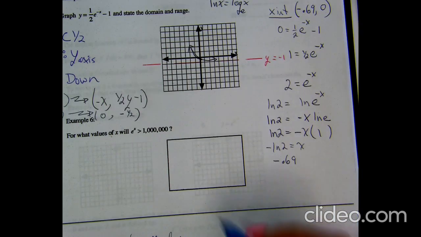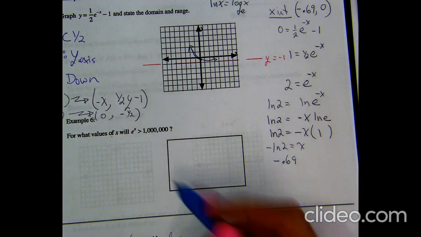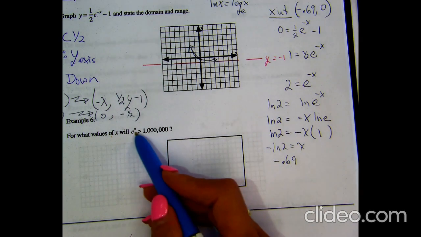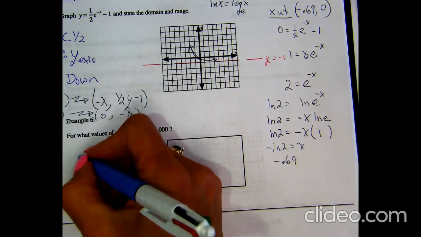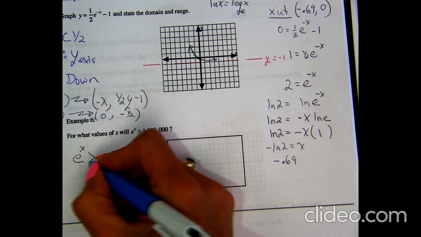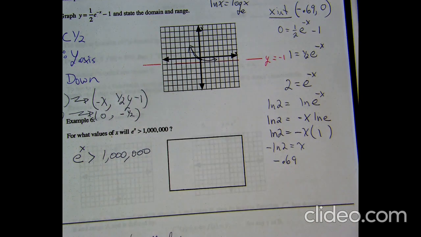Okay, for what values of x will e to the x be bigger than 1,000,000? As in, what power do I raise e to in order to get a number bigger than 1,000,000? How would I solve that? So e to the x bigger than 1,000,000. If that was 10 to the x, you'd know the answer to that, wouldn't you? What would it be? Yeah, 6. It'd have to be bigger than 6. What about if it's e to the x? How are you going to solve that?